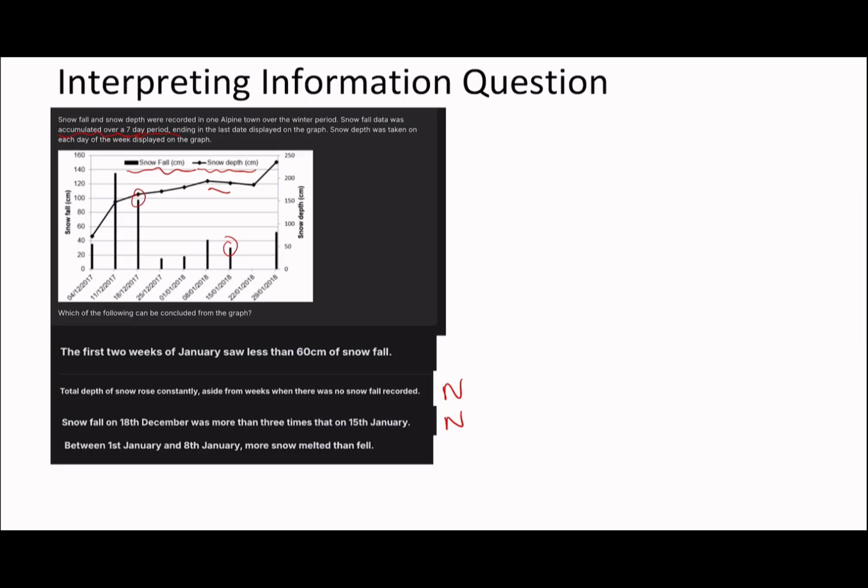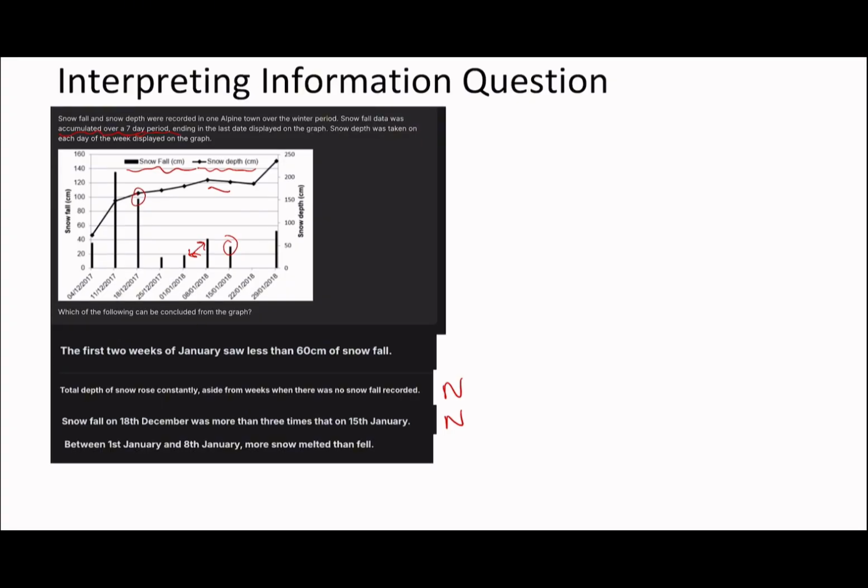So between the 1st and 8th of January, more snow melted than fell. Okay, between the 1st and the 8th of January, between this amount here, more snow melted than fell. So this is a tricky one. Between the 1st and the 8th of January.